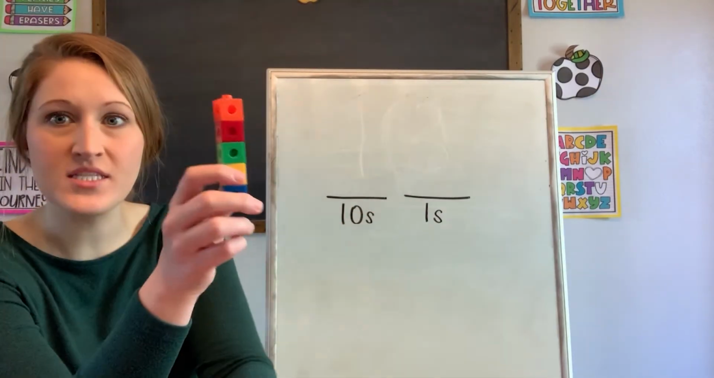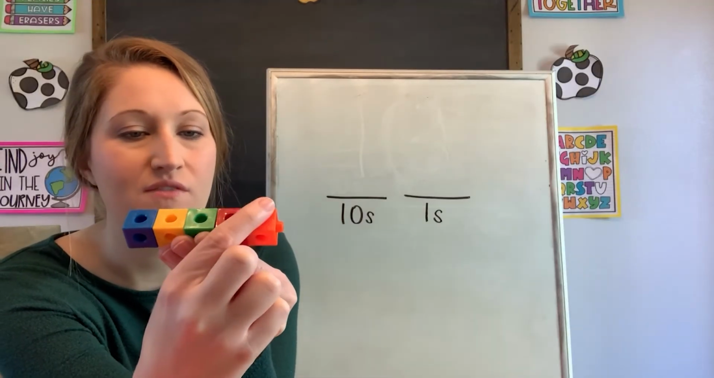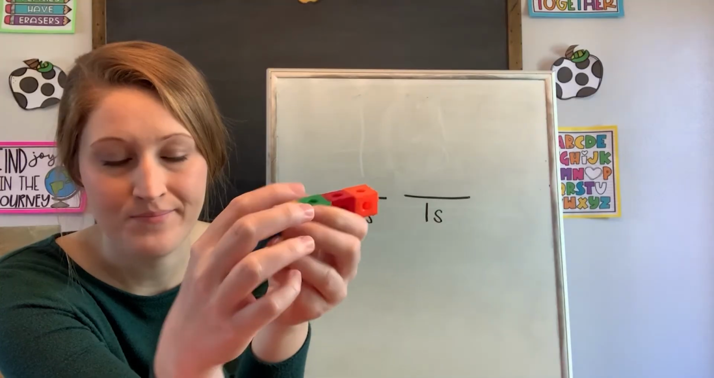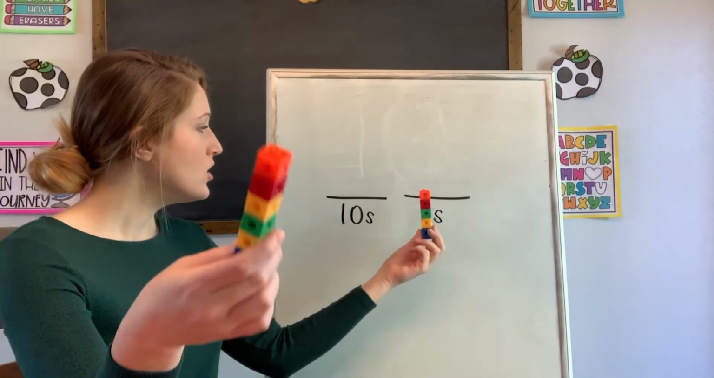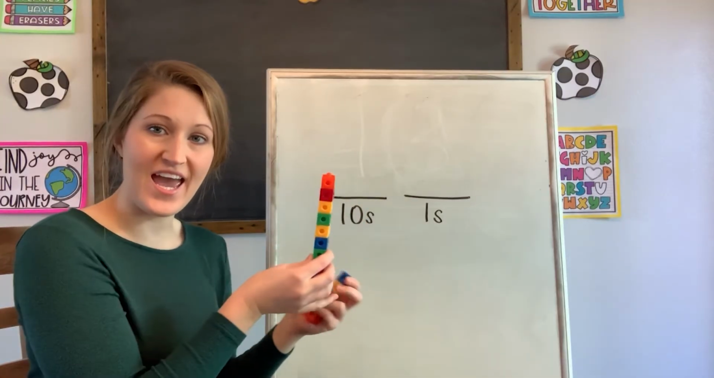All right, let's see if I can make another group of 10. 1, 2, 3, 4, 5. I don't have enough to make another group of 10, do I? No. So right now, here are my groups. How many groups of 10 do I have?